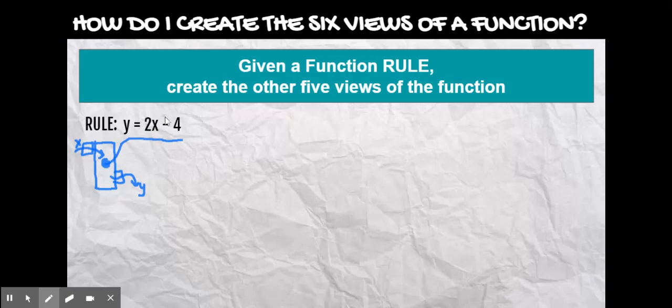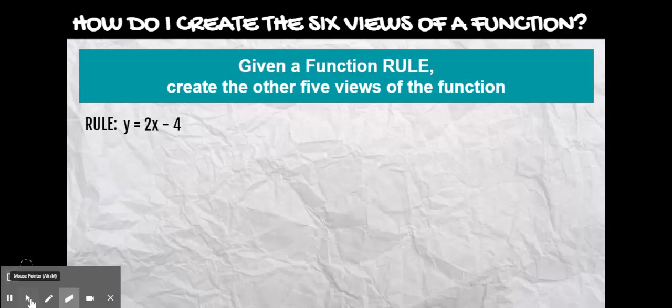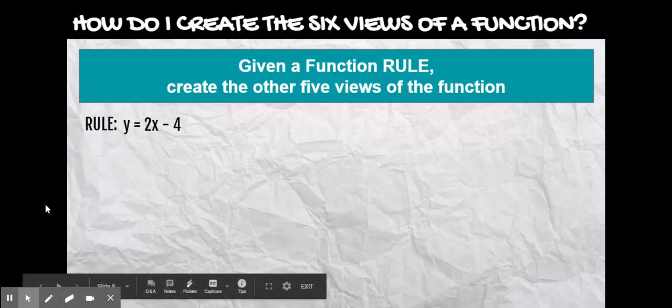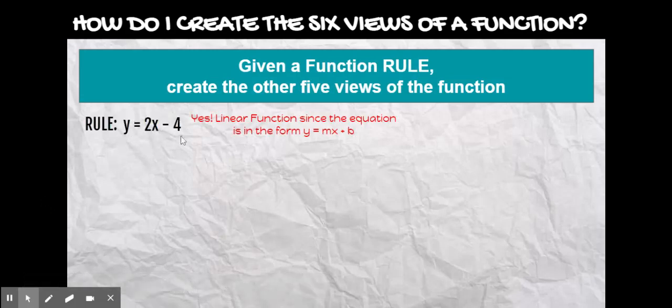And once those two operations happen, it then spits out and gives you the y value. So we've got to process this. We're going to make the other 5 views by understanding what's happening inside my rule. So the first view that we're going to make, we're going to decide if this is a linear function. Yes, it is a linear function since this equation is in y equals mx plus b. I can see the m value and I can see the b value, and I can guarantee that the x value is to the exponent of 1. So that linear function is going to help us a lot about our views.